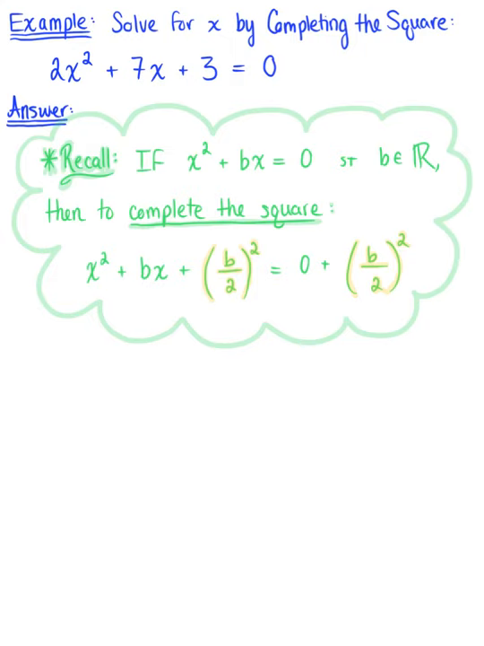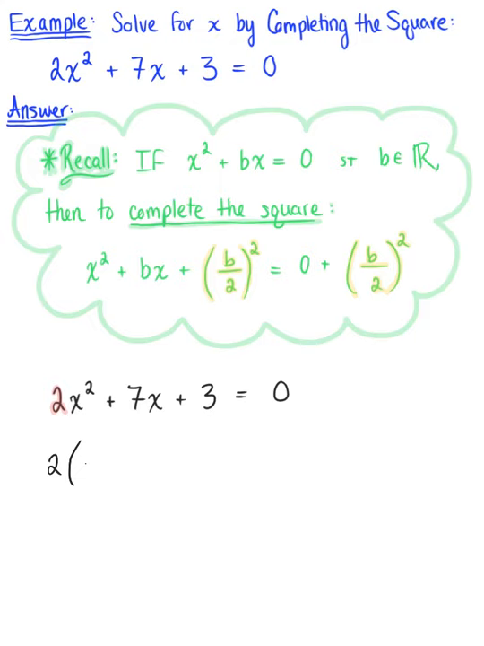So here we go. In this case, we are given 2x squared plus 7x plus 3 is equal to 0. Now, wait a second. Notice here that our leading coefficient is not 1. It's 2. So we need to get rid of this 2. In order to complete the square, we need our leading coefficient to be 1. So let's start here by factoring a 2 out of each term in this quadratic equation.